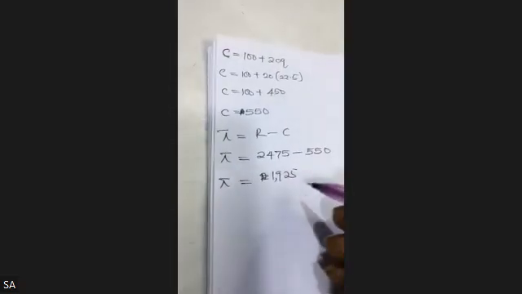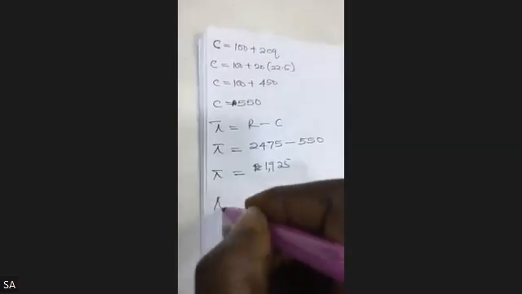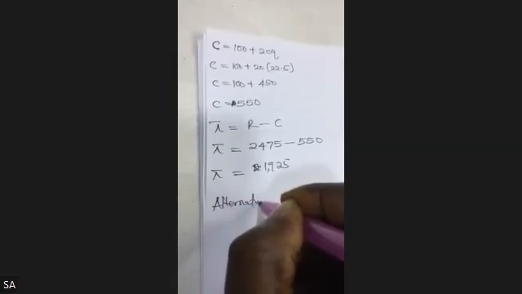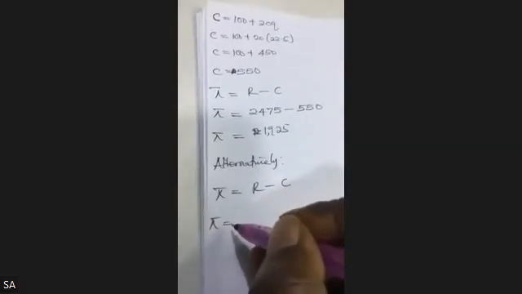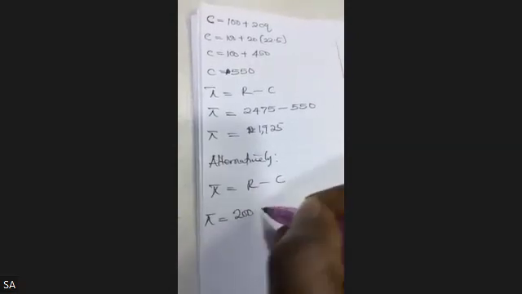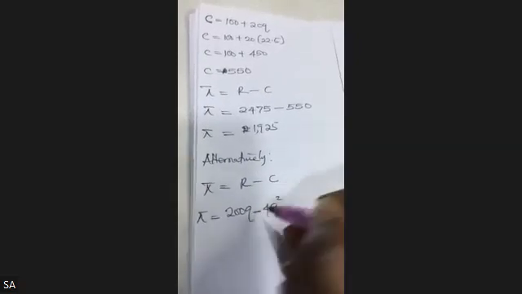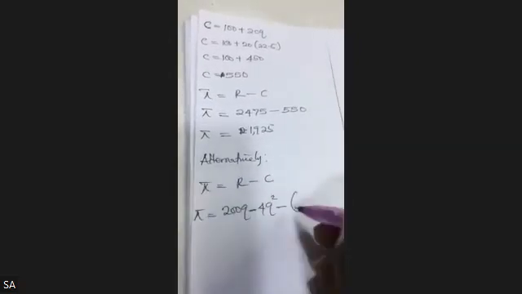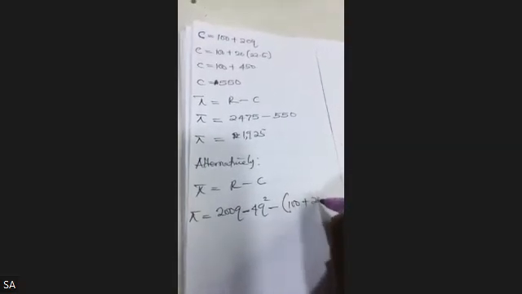Now, this is me breaking down how to get profit. The way the question is structured, it says profit, and it now mentions total revenue and total cost. Alternatively, class, we know that profit is revenue minus cost. So what is the revenue function? The revenue function is 200Q minus 4Q squared, minus, open bracket, the cost function, which is 100 plus 20Q.